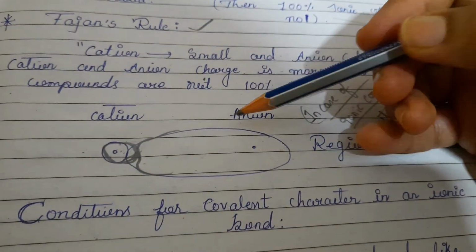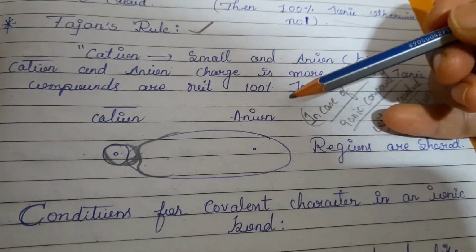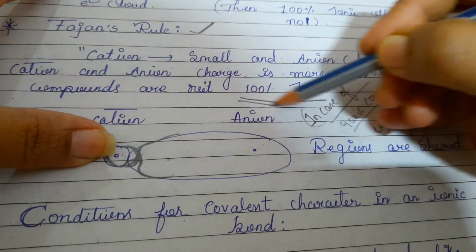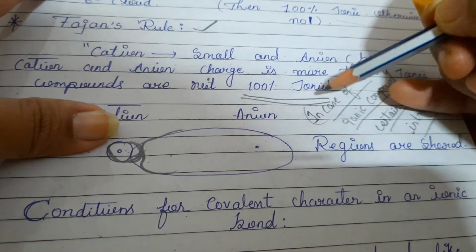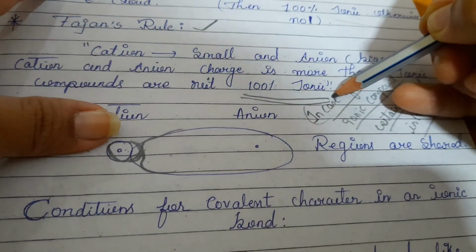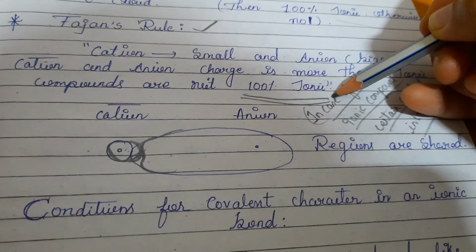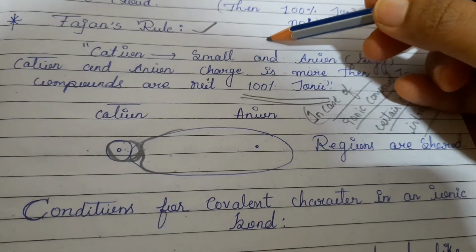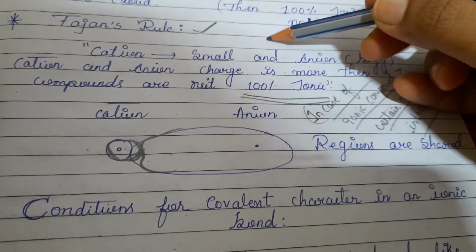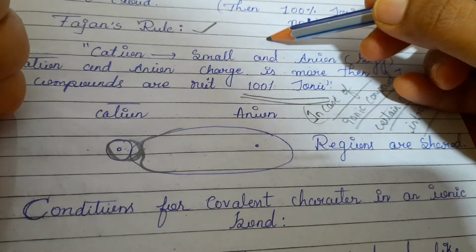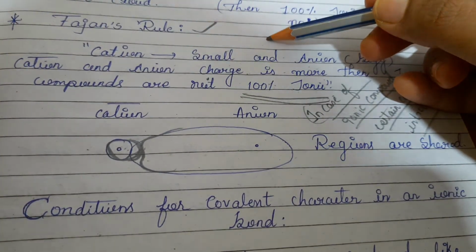Okay, so due to that polarizability, the 100% ionic character which was there initially is going to be altered by introducing a certain kind of covalent character. So what exactly does Fajans' rule tell us? Introduction of covalent character in ionic compounds is referred to as Fajans' rule.